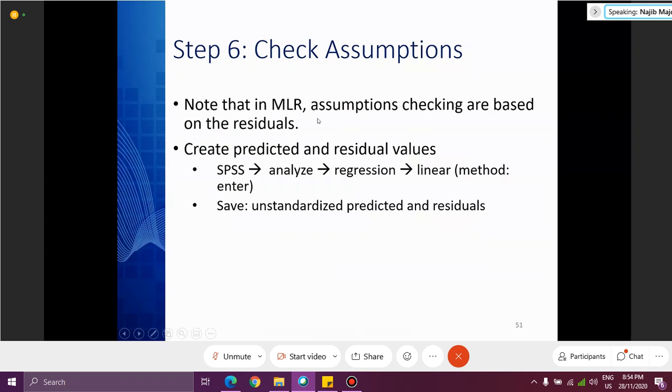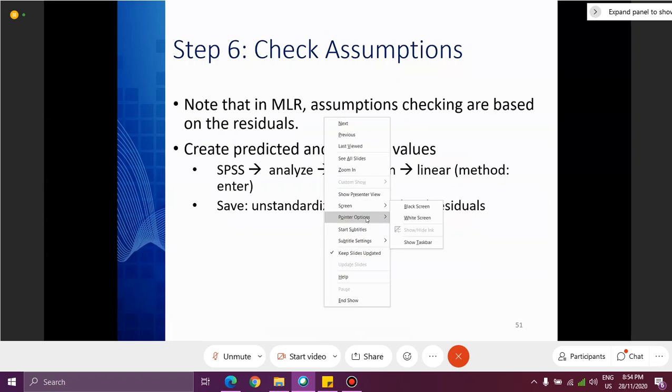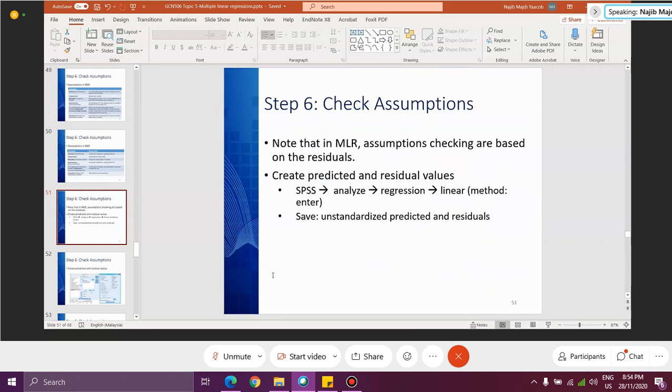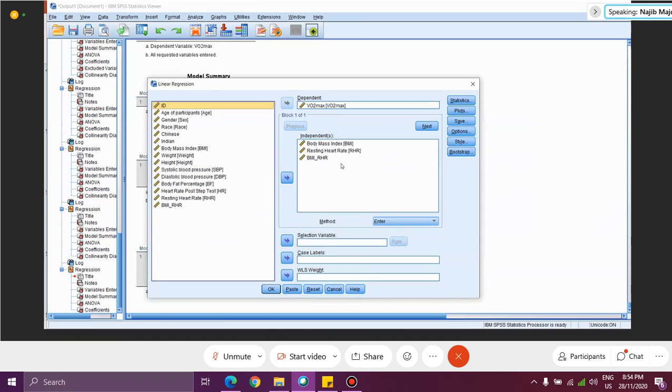Okay, so note that for multiple linear regression, all these assumptions are checked based on the residual, right? So we call it residual diagnostics. Okay, so in order to obtain the residual, we must generate the residual. We must create the predicted and residual values. Okay, so how to get the predicted and residual values? You need to run your model.